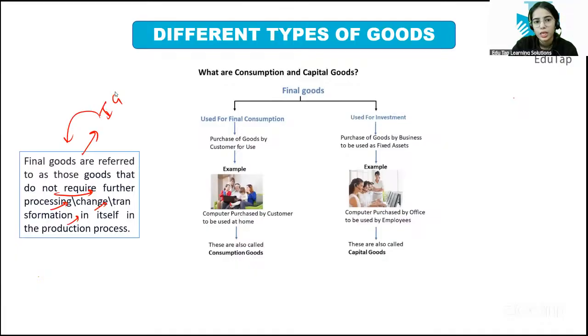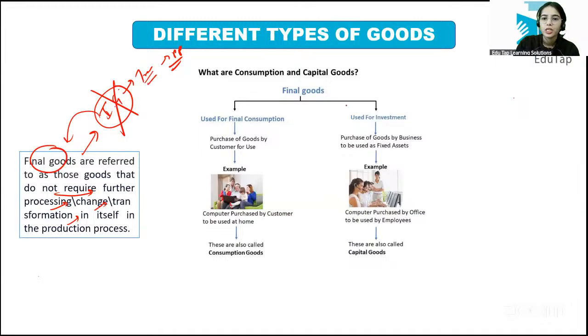No, because intermediate goods transform in the production process. So intermediate goods cannot be final goods. Intermediate goods cannot be final goods. Final goods do not get transformed. Intermediate goods do get transformed.